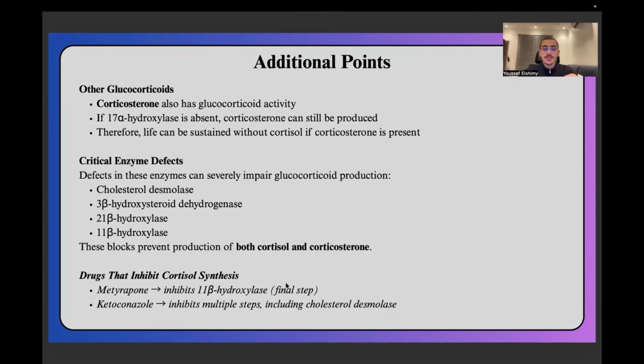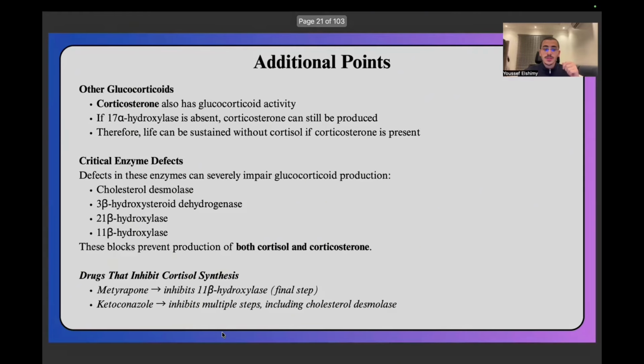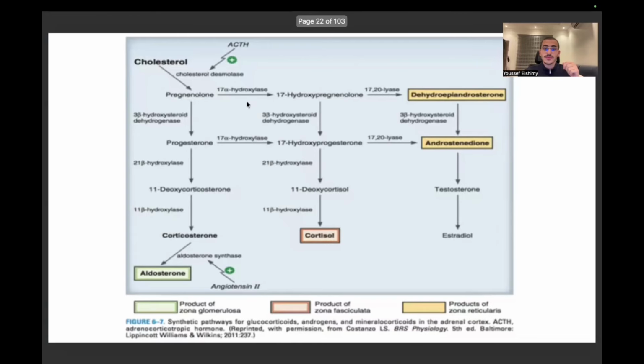One thing to notice is that some medications affect certain enzymes. For example, metyrapone inhibits 11-beta hydroxylase, which is the final step of converting 11-deoxycortisol into cortisol. Another one is ketoconazole. It inhibits multiple steps, including cholesterol desmolase. So it affects glucocorticoid production. Okay.